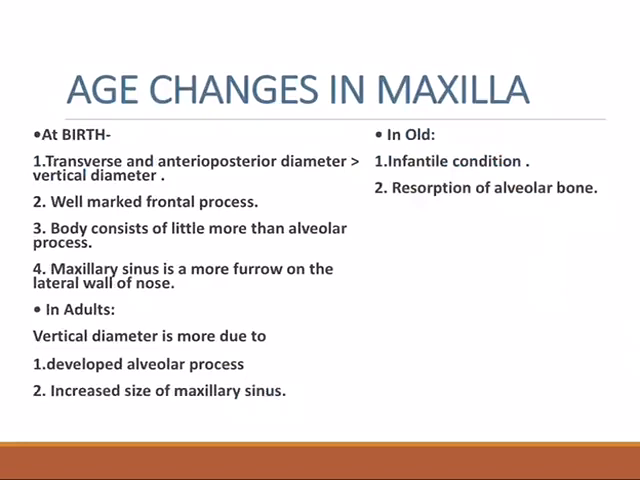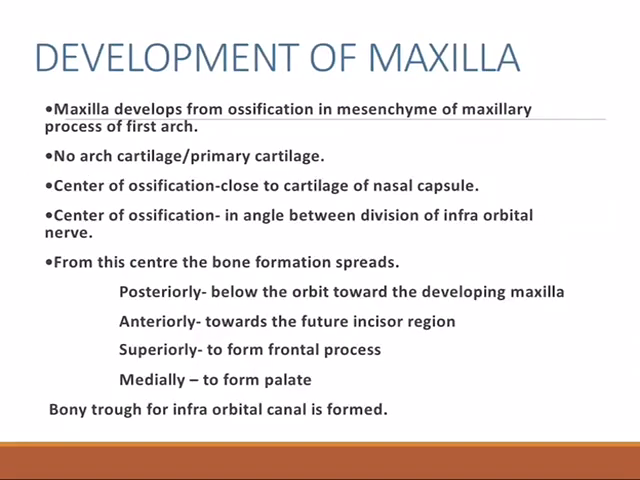Age changes in maxilla. As age changes, we see some changes in maxilla. At birth, transverse and anterior-posterior diameter is greater than vertical diameter. Well-marked frontal process. Body consists of little more than alveolar process. Maxillary sinus is a mere furrow on the lateral wall of the nose. In adults, vertical diameter is more due to developed alveolar process and increased size of maxillary sinus. In old age, there is an infantile condition and resorption of alveolar bone.